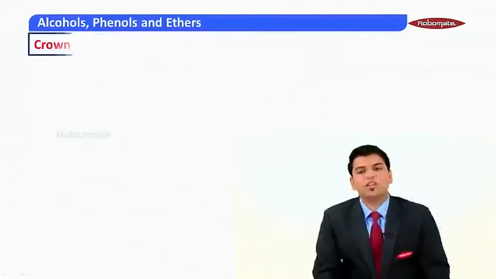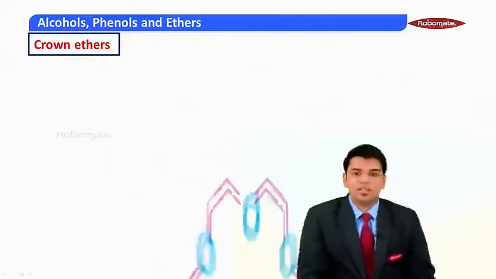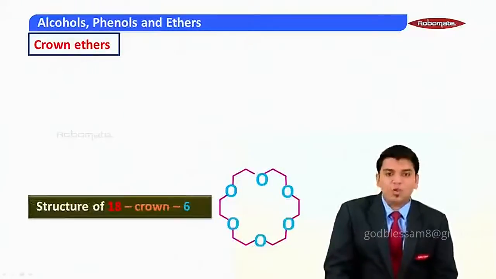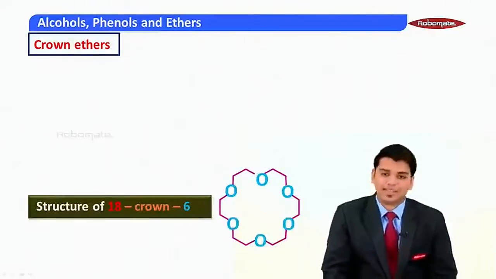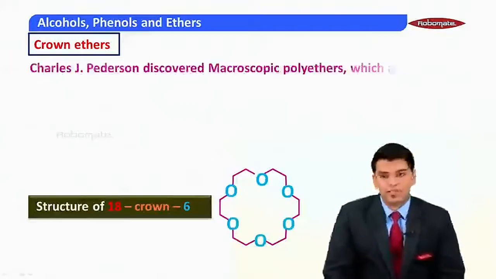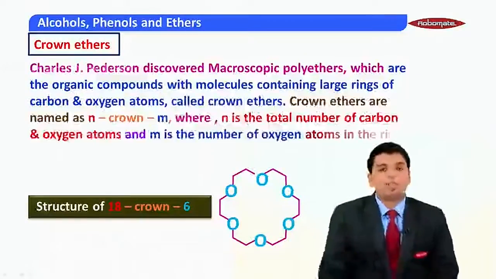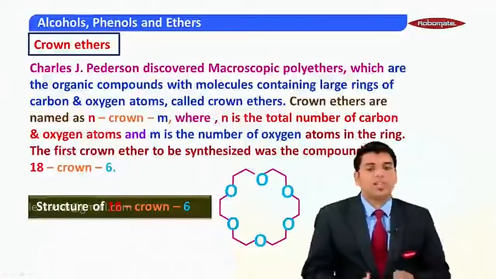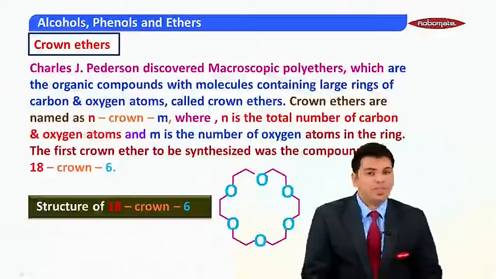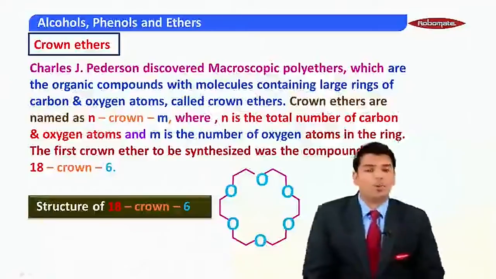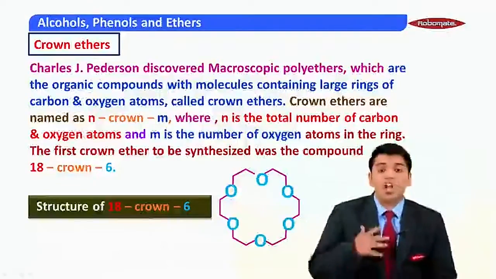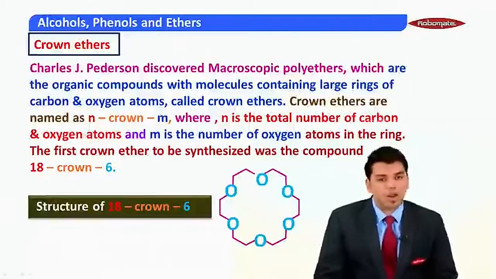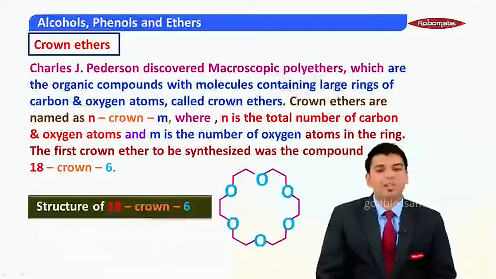So now let us study about crown ethers. Now this is the structure of the first crown ether. This is known as 18 crown 6. So what are crown ethers? Now it was Charles J. Pedersen who discovered macrocyclic polyethers, that means they contain more than one ether, which are organic compounds with molecules containing a large ring of carbon and oxygen atoms, called crown ethers because they basically resemble a crown.